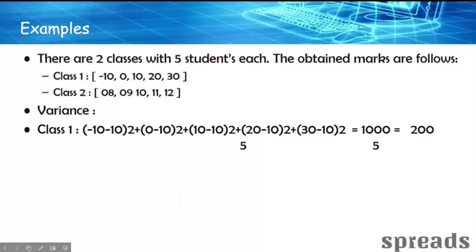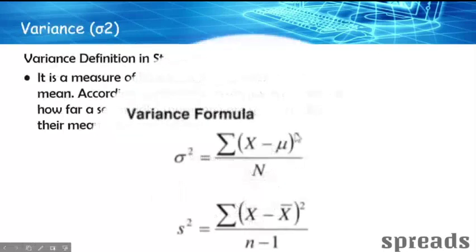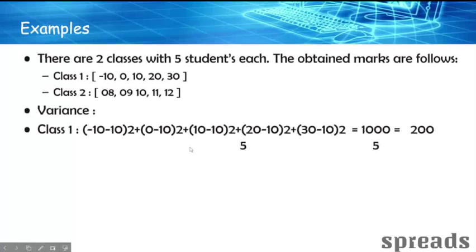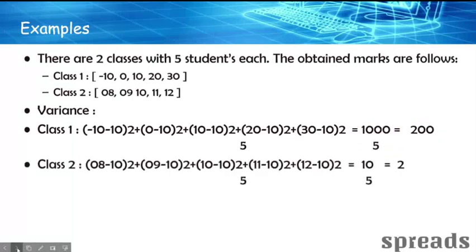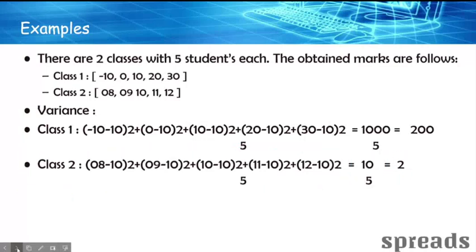In the previous formula also we had seen the square, right? So in the previous slide with respect to the formula, here we have the square. We are doing the sum of it, taking the square of it, divided by the number of students, that is 5. So basically we'll have 1000 divided by 5, so that is 200. And for class 2, you will get somewhere around 2. So this is the average variance.